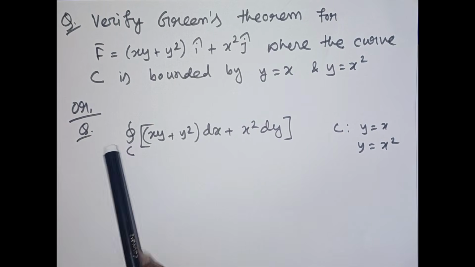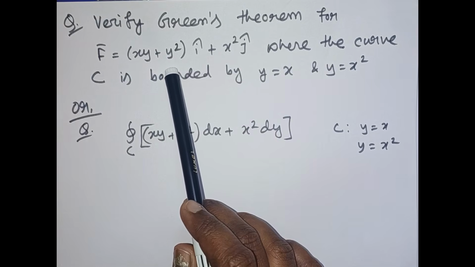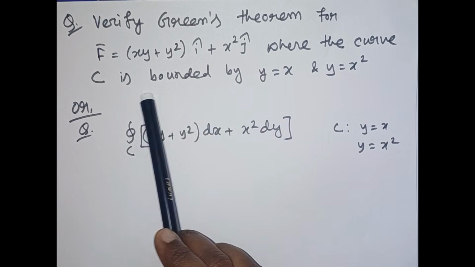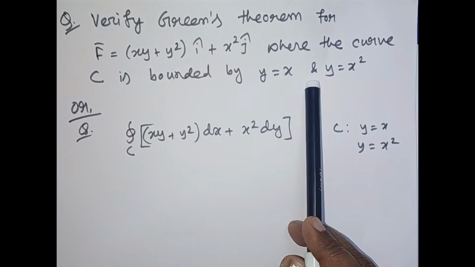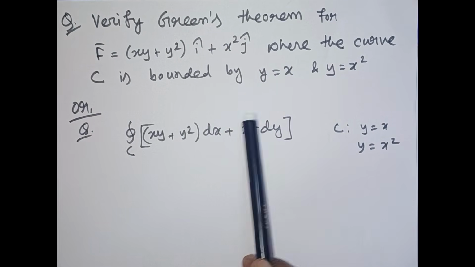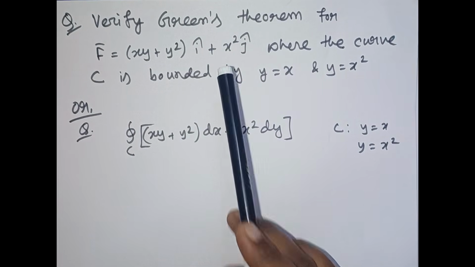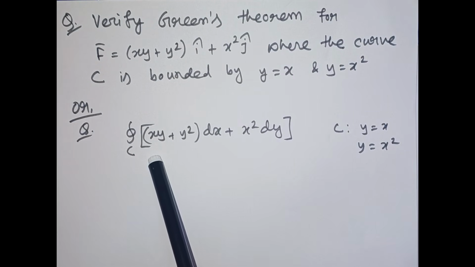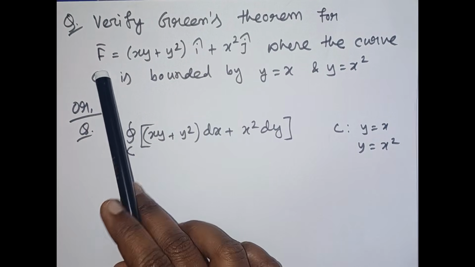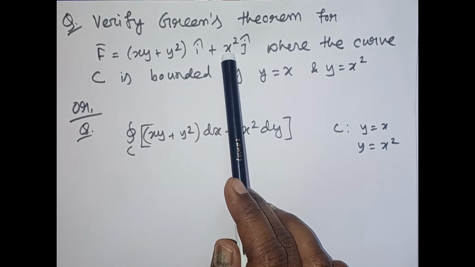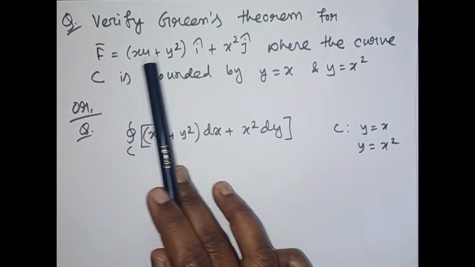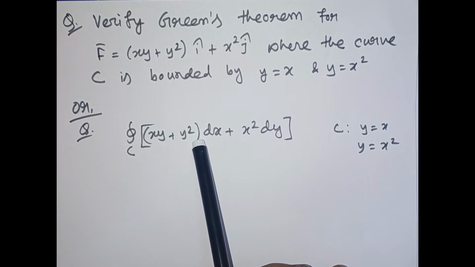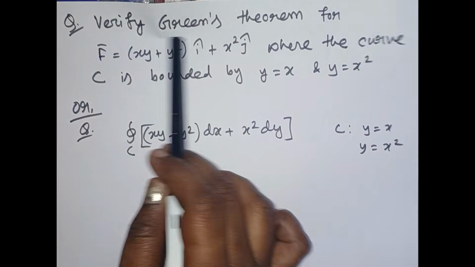This is a question of verify Green's theorem. Here F is given in this vector form, where the curve C is bounded by y equal to x and y equal to x square curve. Or this question may come in another form, that is in the integral form: line integral of (xy plus y square) dx plus x square dy. So these two are the same, because if we do F dot dr, then we will get this part. So let's start the solution.